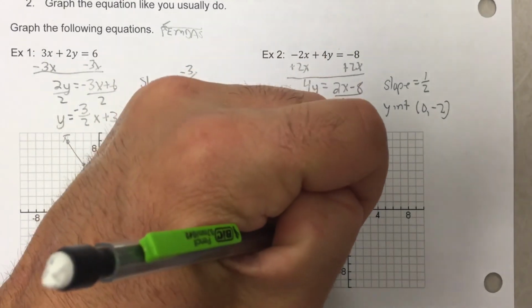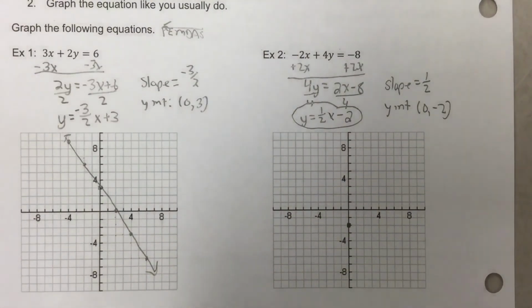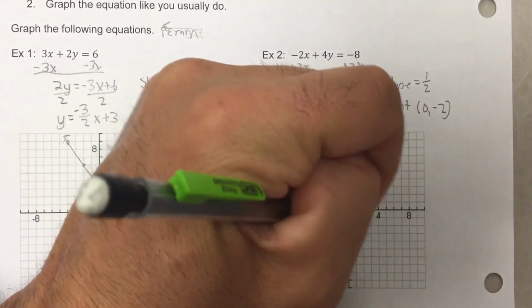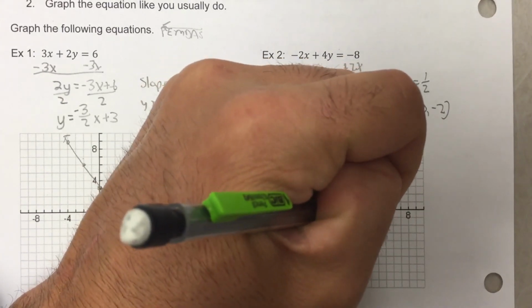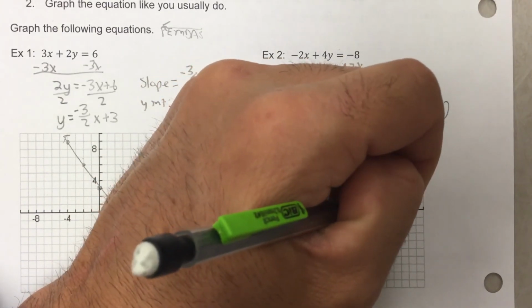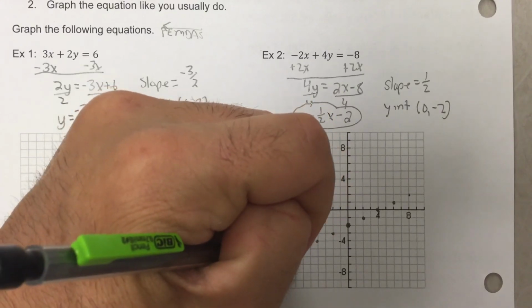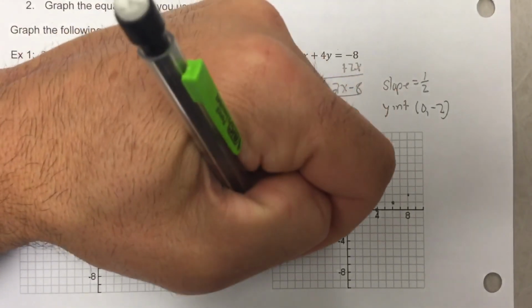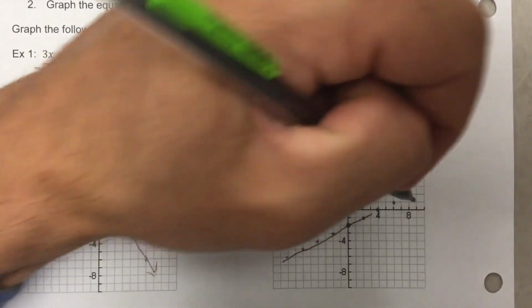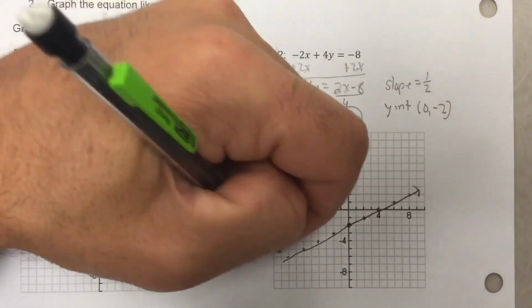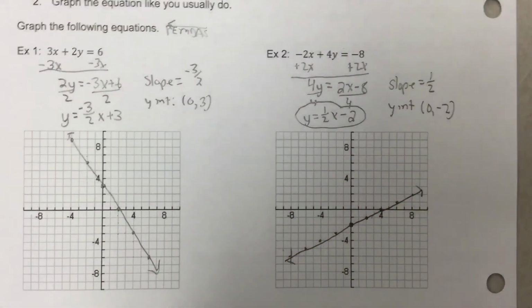All right, start at 0, negative 2 with your y-intercept, and you rise over run up 1 over 2. And then I'm going to go down 1 and left 2. And then again, we're going to connect these points. And there you have it.